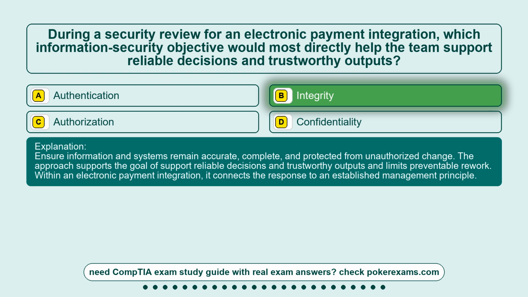Ensure information and systems remain accurate, complete, and protected from unauthorized change. The approach supports the goal of supporting reliable decisions and trustworthy outputs and limits preventable rework. Within an electronic payment integration, it connects the response to an established management principle.